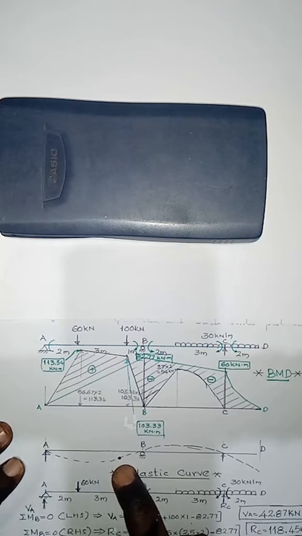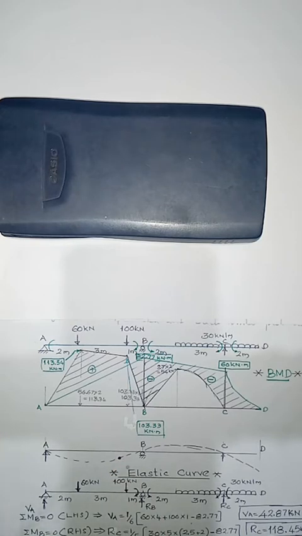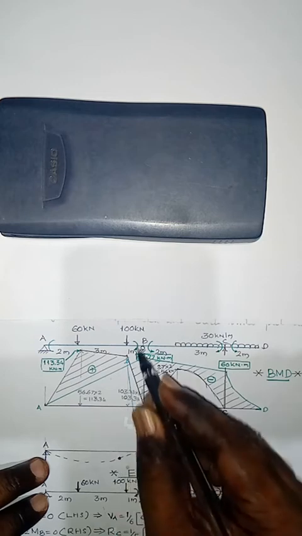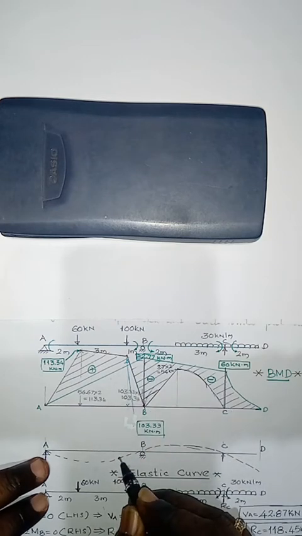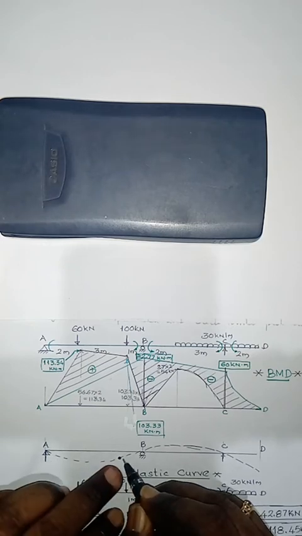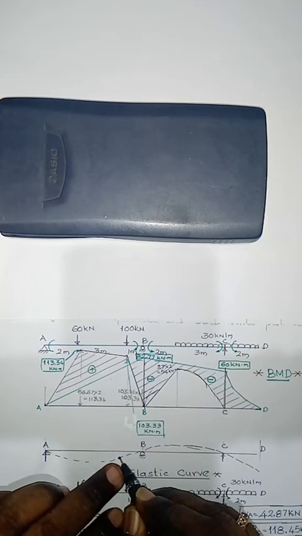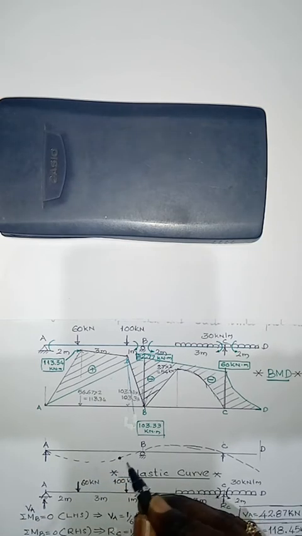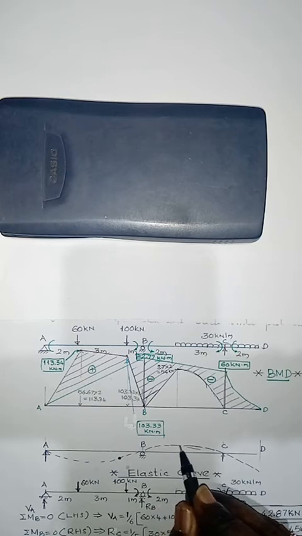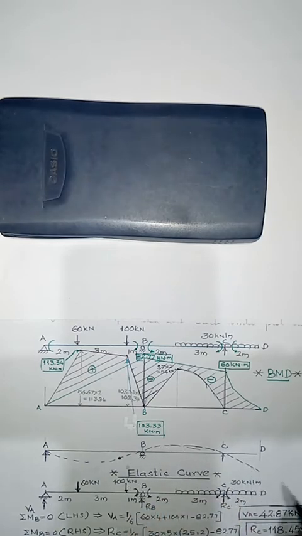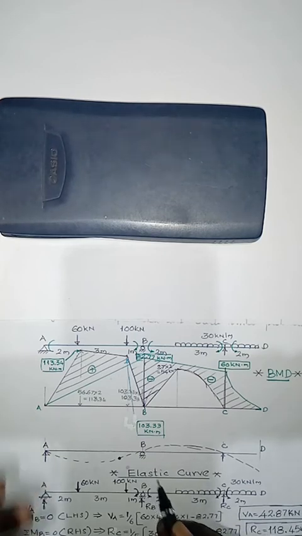Here to draw the elastic curve, this is subjected to sagging bending moment up to this point. The curvature is like this for sagging. Here there is a point of contraflexure, where the bending moment changes from negative to positive. The remaining portion is subjected to hogging bending moment. Hence I have shown the elastic curve. This is the elastic curve for this one.